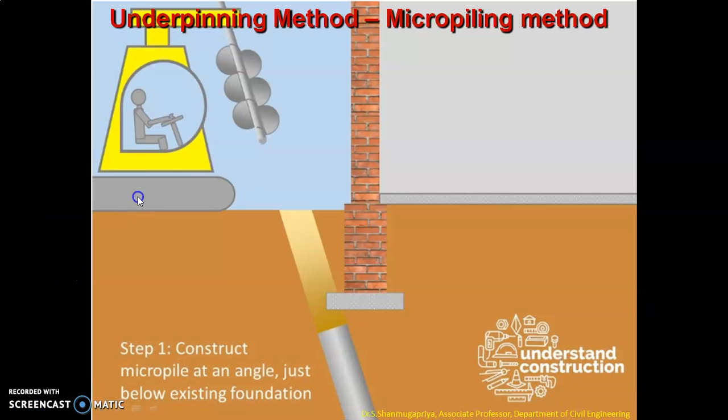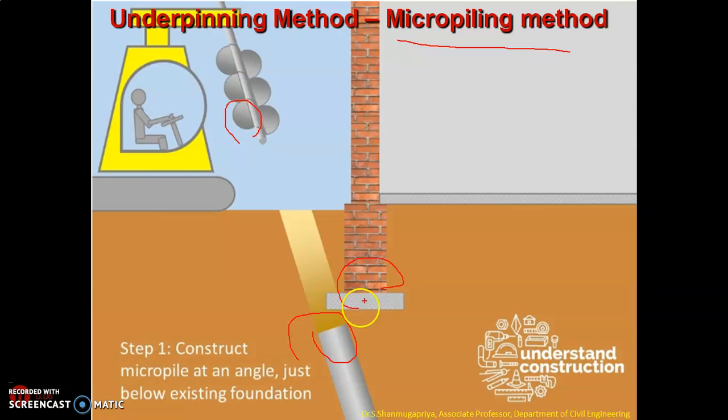So in the second part of the lecture, we will be discussing the third method of this underpinning process. That is called the micropiling method. In the micropiling method, in the first step, what we have to do is construct the micropiles using micropiling rigs at an angle just below this existing foundation system.